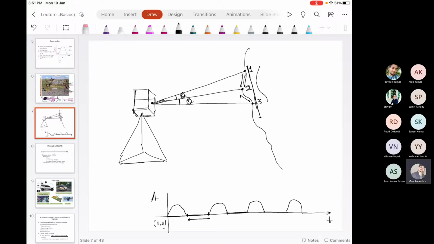So this gap depends on how many parameters? Yes, please, some of you respond. Sir, angle. Yes. Sir, theta and surface. Yeah, theta, correct. This theta is one of the parameters. What else? That is correct. This angular separation between these two directions, that is angle theta.